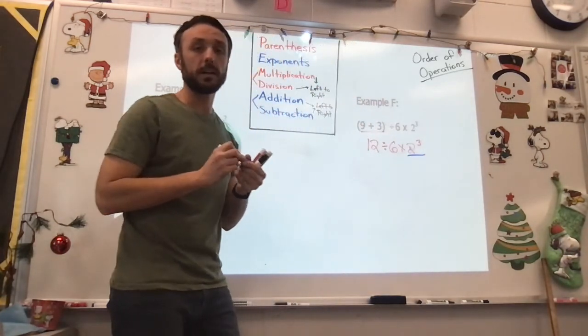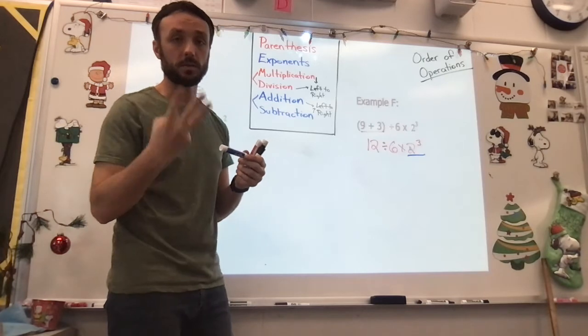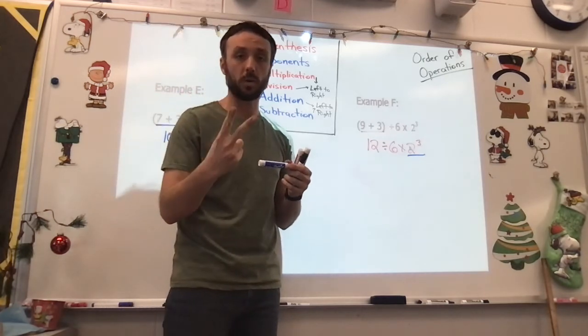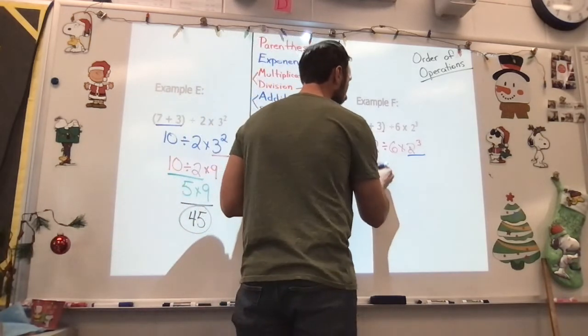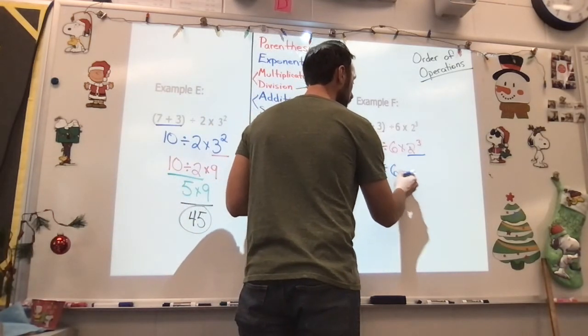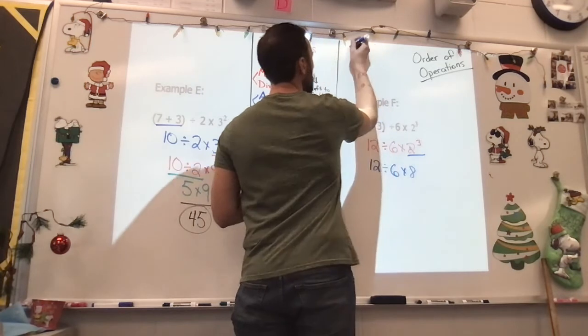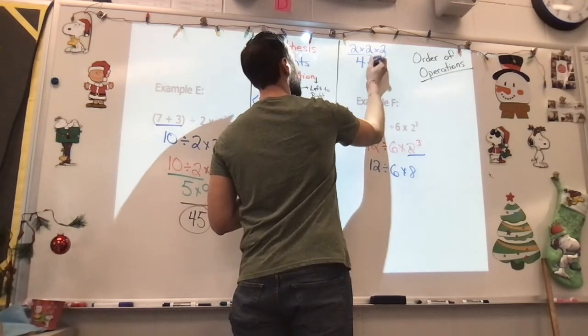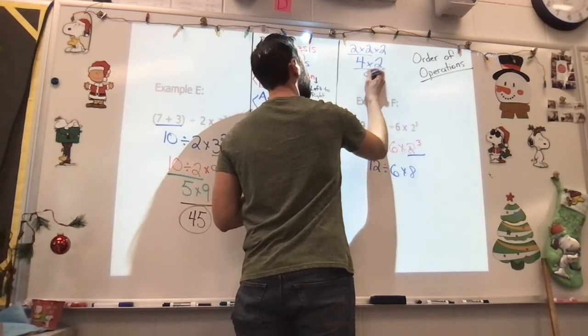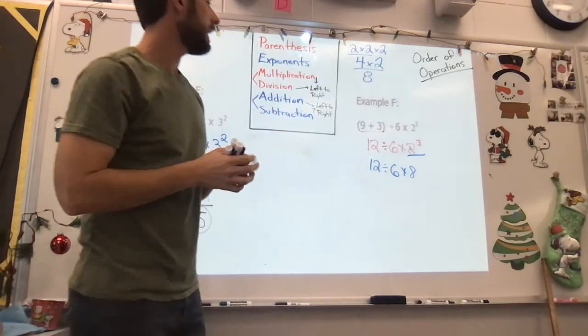2 to the third power is the same as 2 times 2 times 2, three 2s. So 2 times 2 is 4. 4 times 2 is 8. So 2 to the third power is 8. 2 times 2 times 2, 2 times 2 is 4, times 2 is 8.